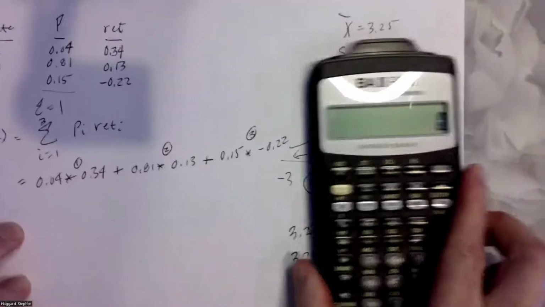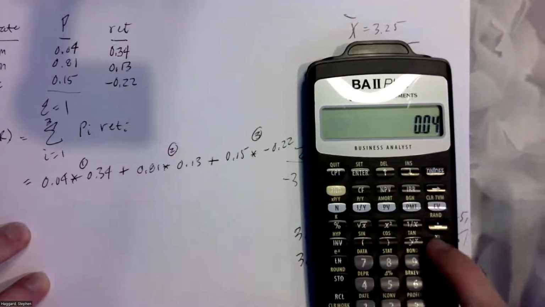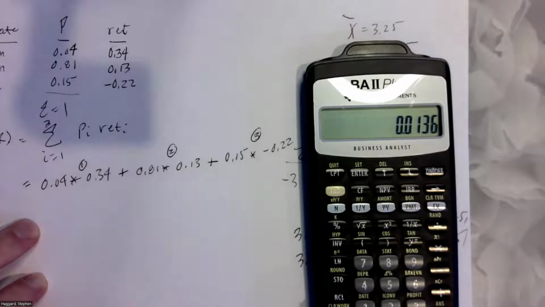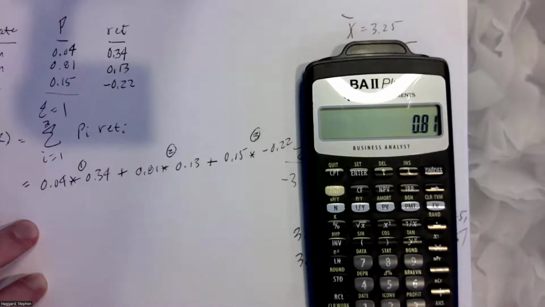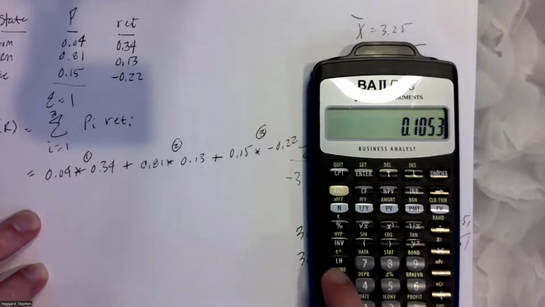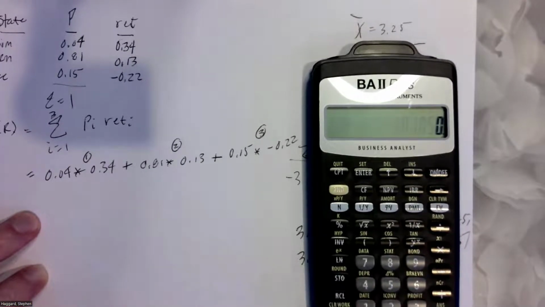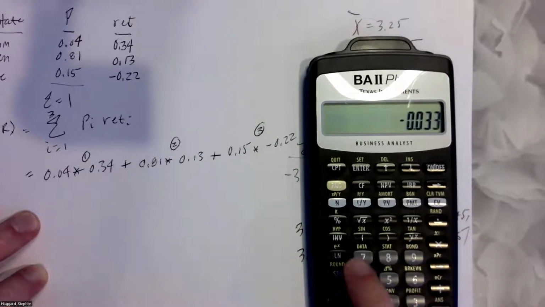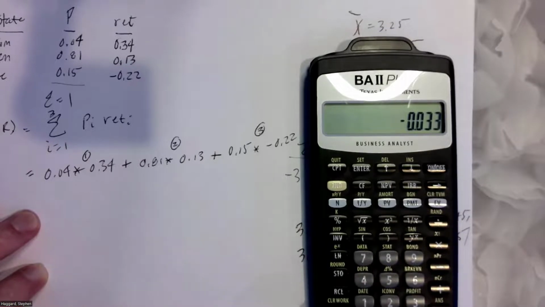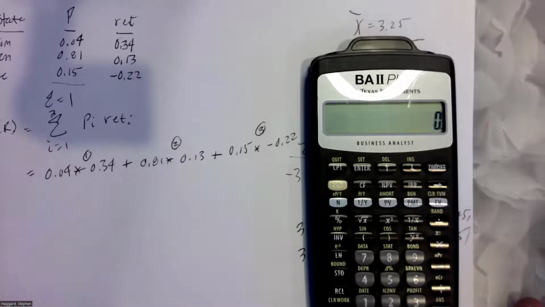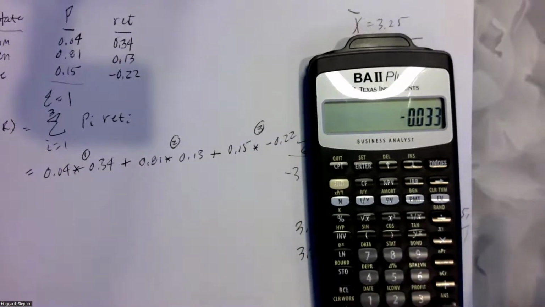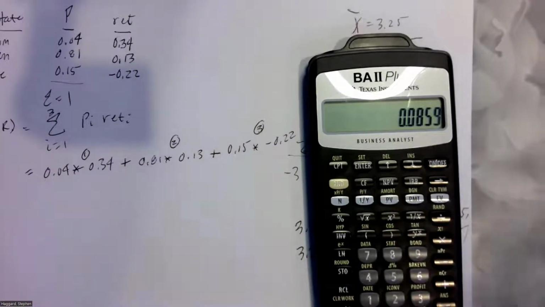Okay, so 0.04 times 0.34 equals, store 1. If you're getting different numbers than me, let me know. 0.81 times 0.13 equals, store 2. 0.15 times 0.22 negative equals, store 3. Now, how am I going to get the sum of all those? Recall 1 plus recall 2 plus recall 3. I'm getting 0.0859. Is that what you're getting?